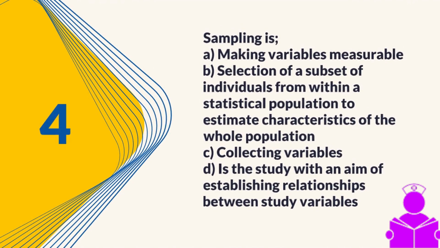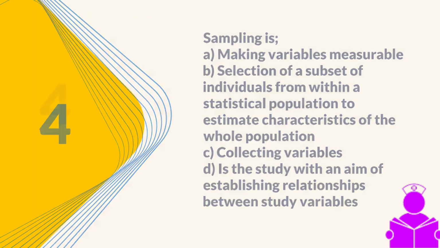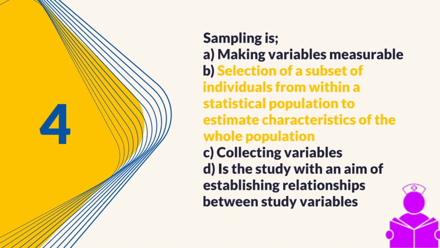4. Sampling is A. Making variables measurable, B. Selection of a subset of individuals from within a statistical population to estimate characteristics of the whole population, C. Collecting variables, D. Is the study with an aim of establishing relationships between study variables. Answer, B, and this is why.